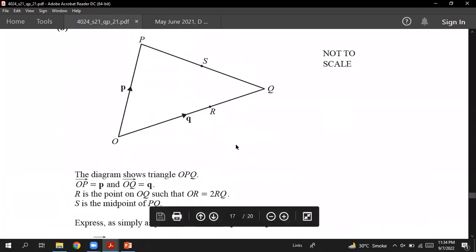He says the diagram shows the triangle OPQ.